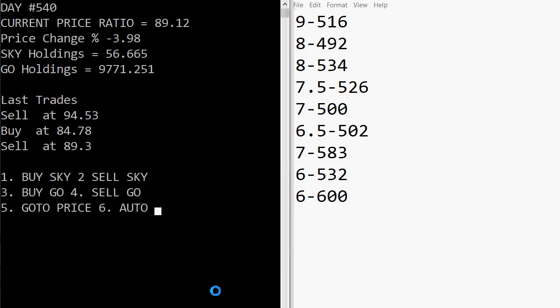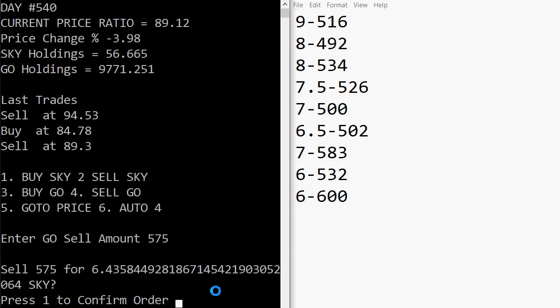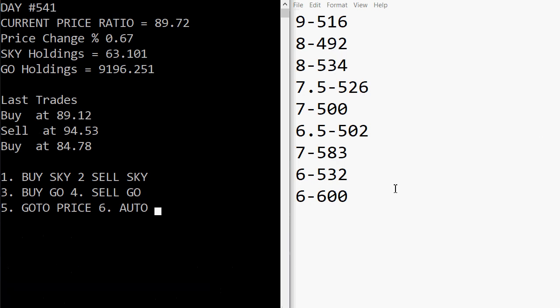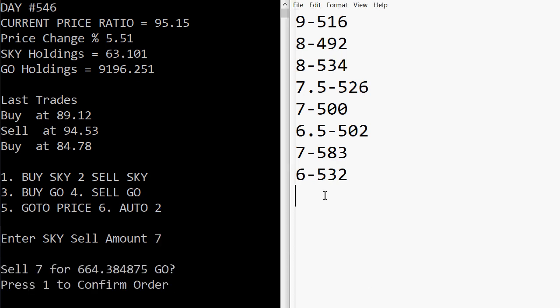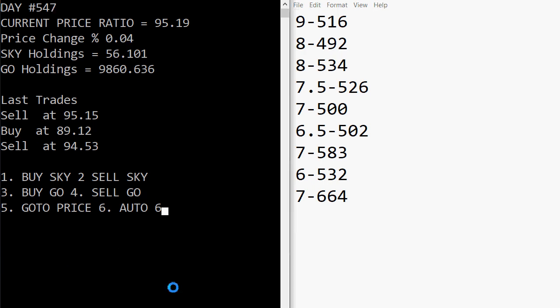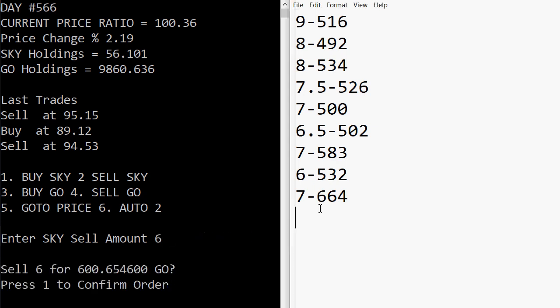And then it goes down, so 89, let's just get the first one back. There we go. And let's do the next one, and we have it going up. And a pretty good move up too, so let's go 7. 664. And then it goes up nice again over 100. Let's go 6, which would give us 601.